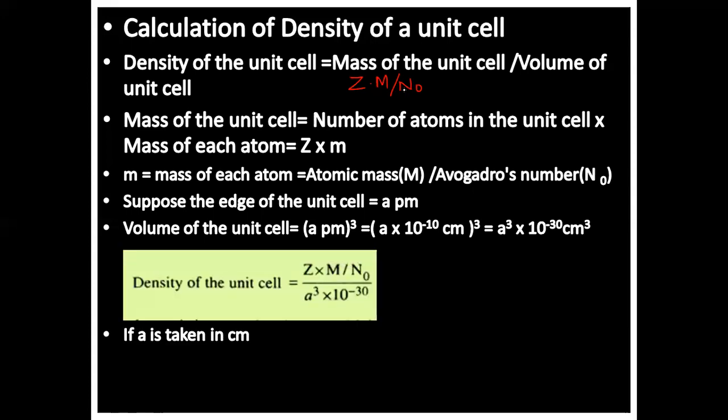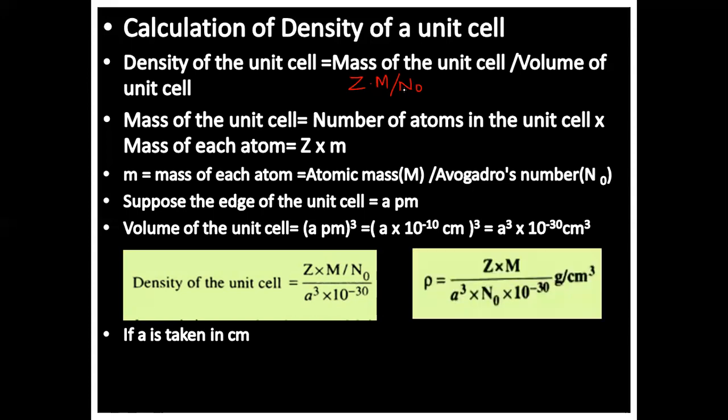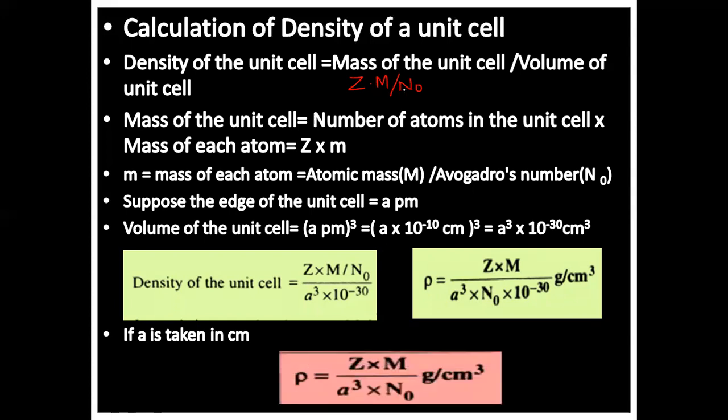And now density is equal to mass of unit cell, that is Z number of atoms into atomic mass divided by Avogadro's number, and its volume in centimeter, that is A cube into 10 raised to power minus 30. Now density is equal to Z into M divided by A cube into N naught into 10 raised to power minus 30 gram per centimeter cube. Now if A is taken in centimeter in place of picometer, then it is equal to number of atoms into atomic mass divided by A cube into N naught, that is Avogadro's number.